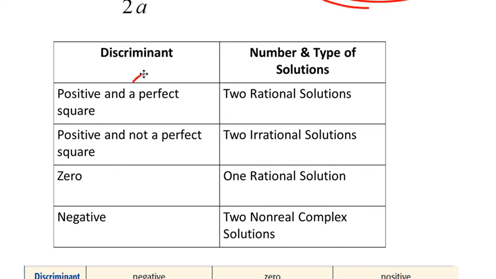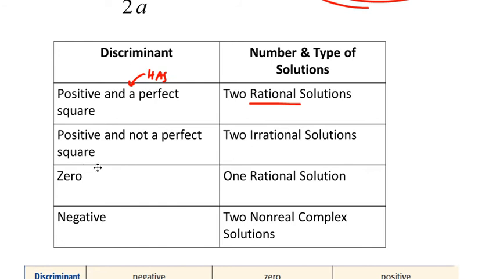I'm just going to put right here, if it has a perfect square, then it's going to have two rational solutions. Remember, rational means that it can be written as a fraction, okay? Now, if the discriminant is positive, but it doesn't have a perfect square, then it's going to be two irrational solutions. Okay, that's going to be the ones with the radicals in there.